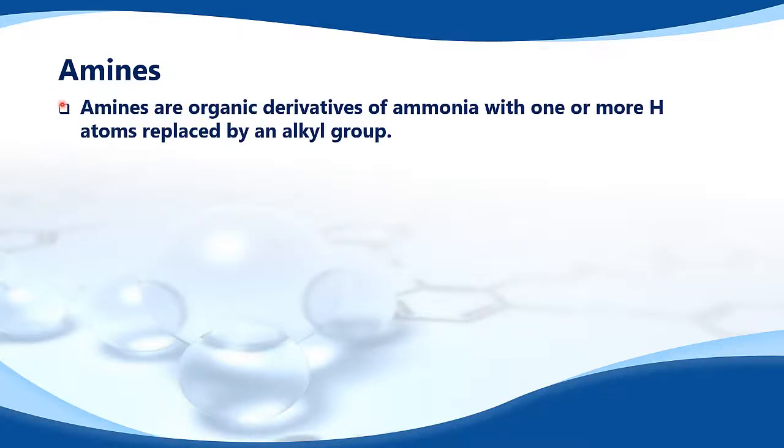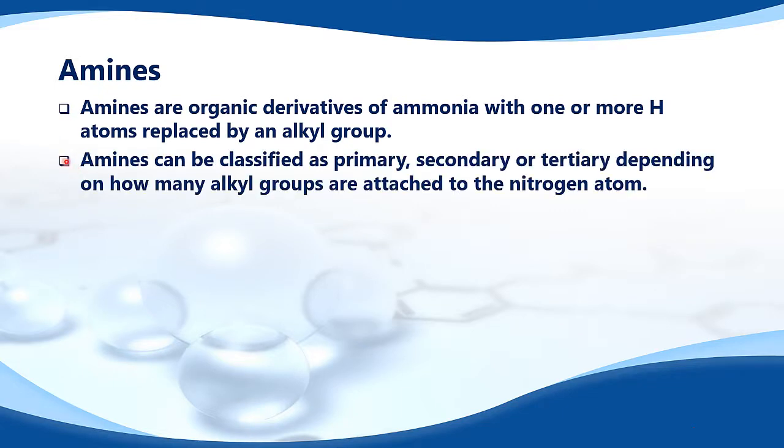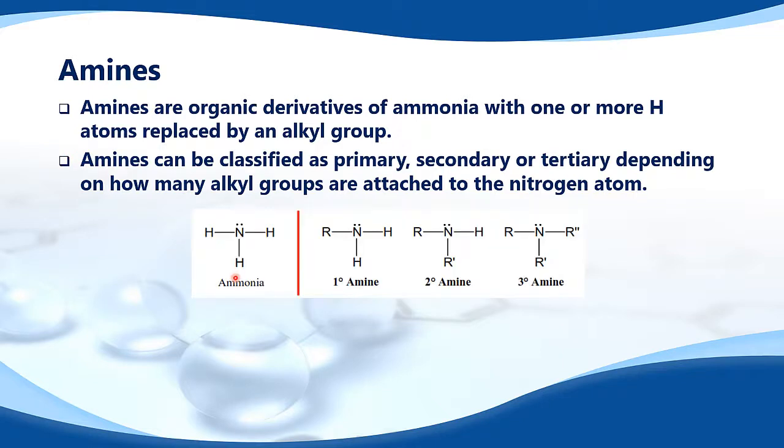Amines. Amines are organic derivatives of ammonia with one or more hydrogen atoms replaced by an alkyl group. Amines can be classified as primary, secondary, or tertiary depending on how many alkyl groups are attached to the nitrogen atom. Here we have ammonia, which is NH3, and we have a primary amine, a secondary amine, and a tertiary amine.